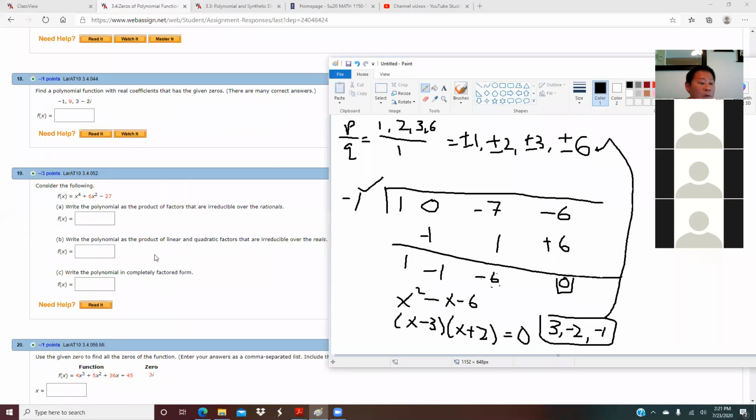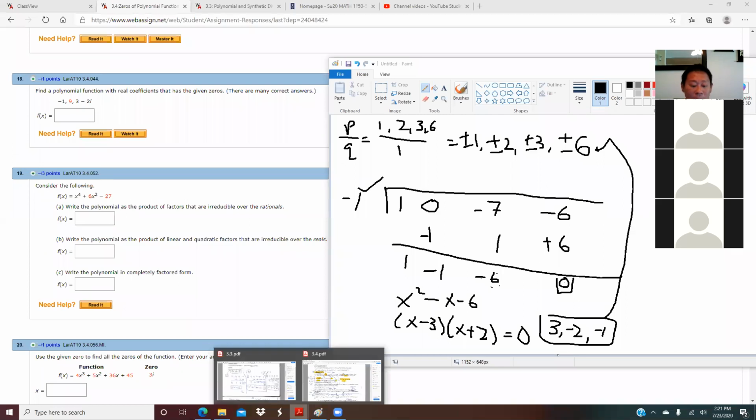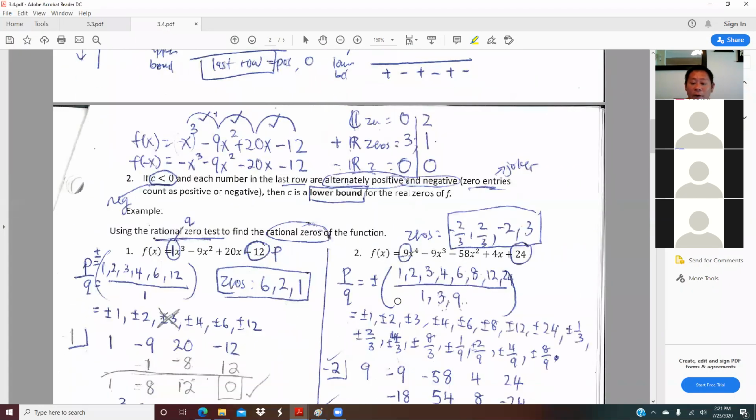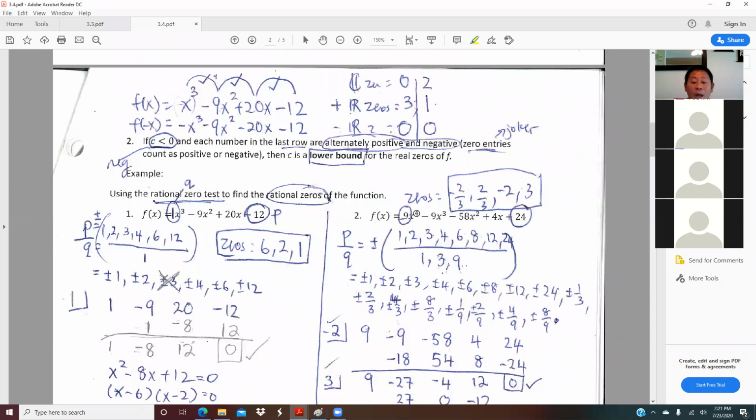Oh, so let me give you an example of power 4. I have it over here in my notes. So when you do power 4, there you go. This is a power 4 here. When you do power 4, you still need to do your P and Qs, which is 24 and 9.